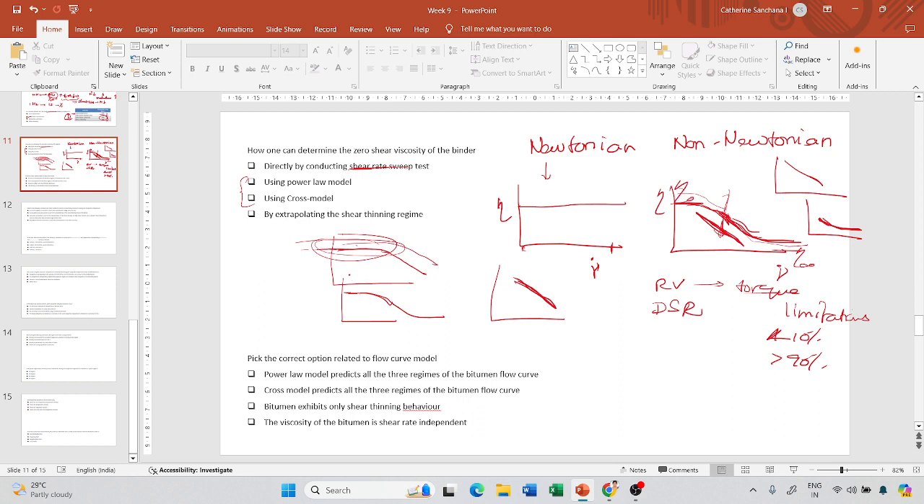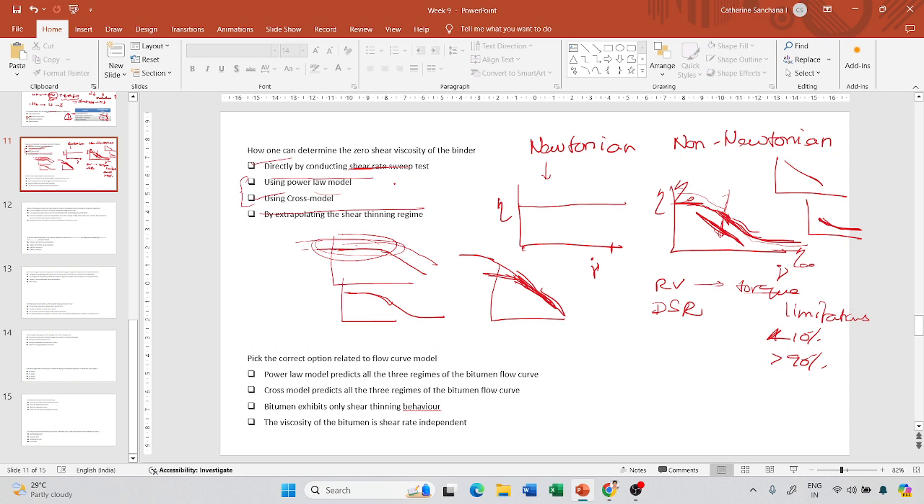So even if I have to use a model, I have to use a cross model, or I can directly do a shear rate sweep. If I'm able to capture this regime, then I can measure it. I cannot use a power law model or extrapolate from a shear thinning model. If I'm able to capture only this regime, I do not know where the zero shear viscosity will occur. Will it occur here? Will it occur here? I do not know. So I cannot extrapolate from the shear thinning regime. The answer is, I can either conduct a shear rate sweep experiment or I can use a cross model.